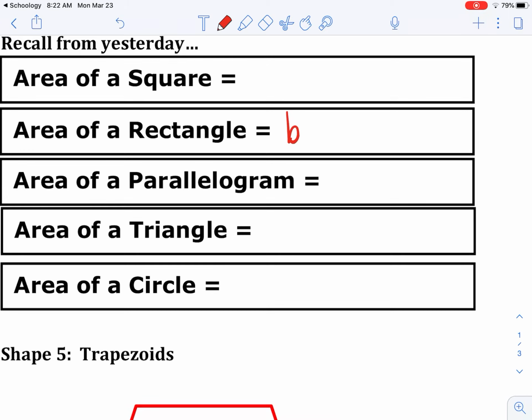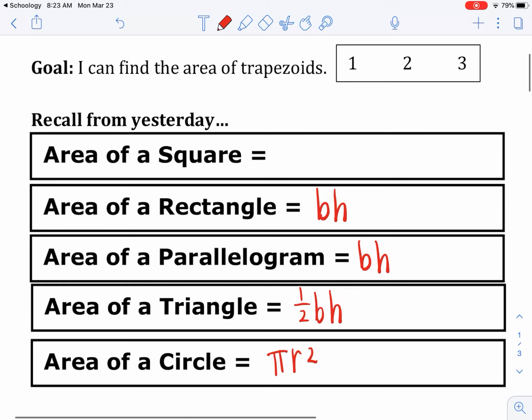Okay, so let's write these formulas down. I'm going to start with rectangle. Area of a rectangle, base times height. Area of a parallelogram, base times height. Area of a triangle, 1/2 base times height. If you wrote down base times height divided by 2, that's also correct. Area of a circle, pi r squared.